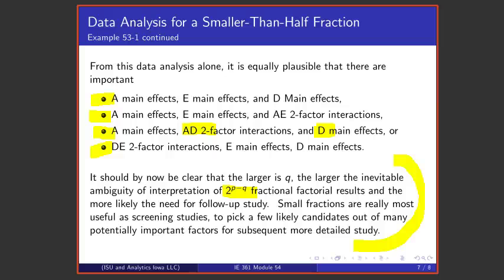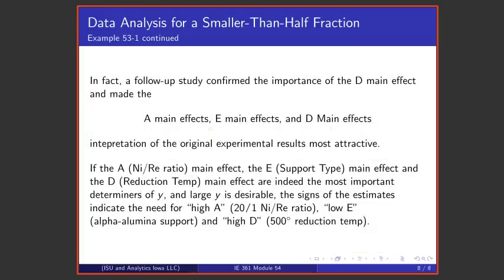Really small fractions are most useful as screening studies to pick out a few likely candidates from a large list of many potentially important factors that are going to subsequently be studied more in depth. In fact, in this particular example, a follow-up study confirmed that D really was an important variable in this study, and ultimately the interpretation of 3 main effects as being a good description of this system was confirmed as being most helpful from an engineering and practical point of view.